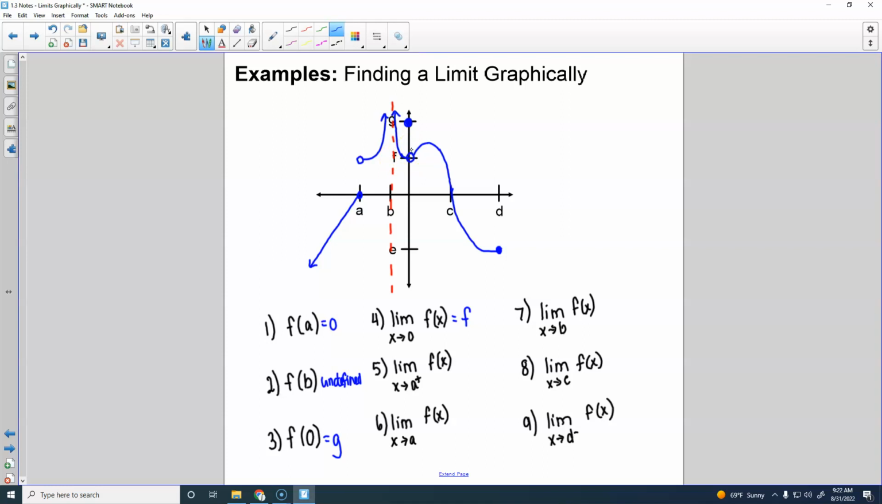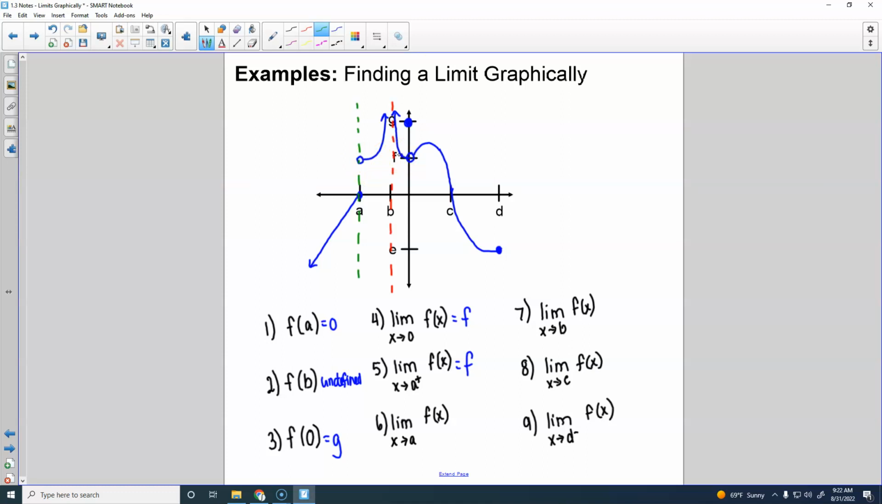Okay, questions so far? Connor, what's 5 going to be? The limit as x approaches a from the right of f of x. It is also f. Because if we look right here, from the right, we approach. Did I say left earlier? I might have said that wrong. If you approach from the right here, you're going to end up at this point. The y-coordinate of that is f.